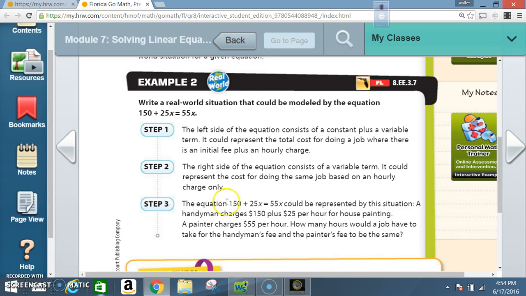Step 3. The equation 150 plus 25 times x is equal to 55 times x could be represented by this situation. A handyman charges $150 plus $25 per hour for house cleaning. A painter charges $55 per hour. How many hours would a job have to take for the handyman's fee and the painter's fee to be the same?